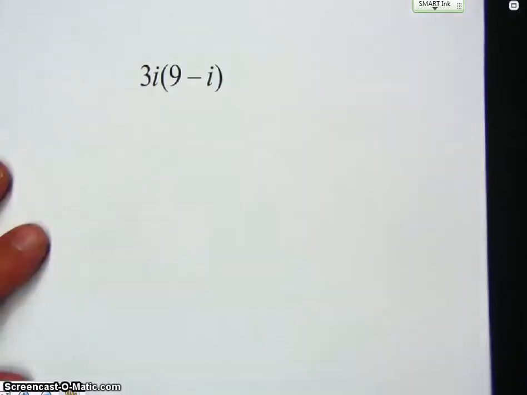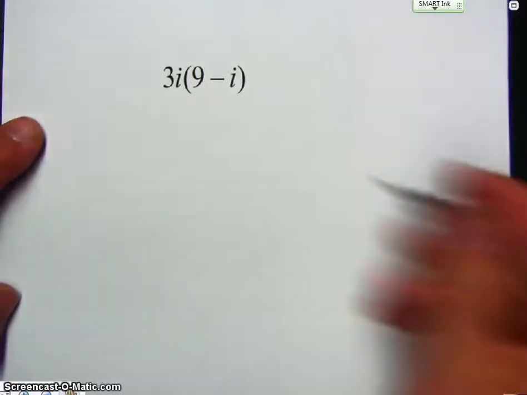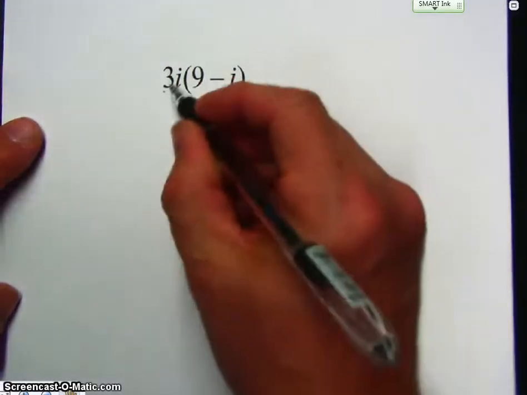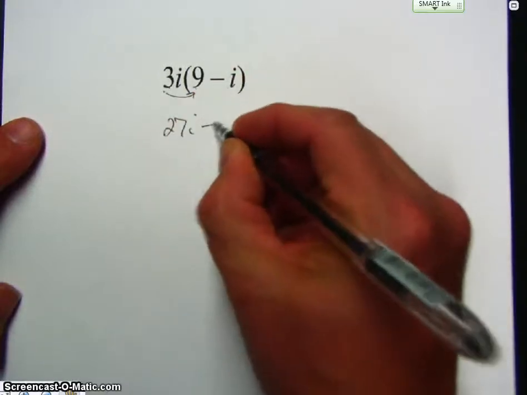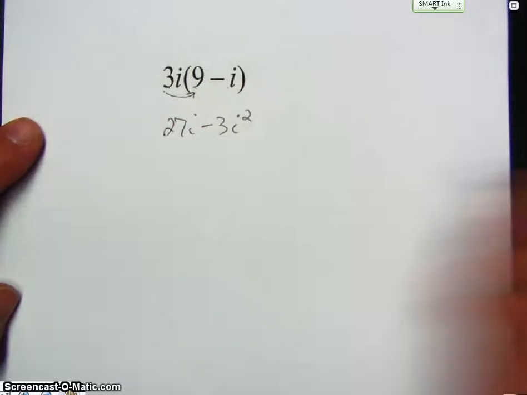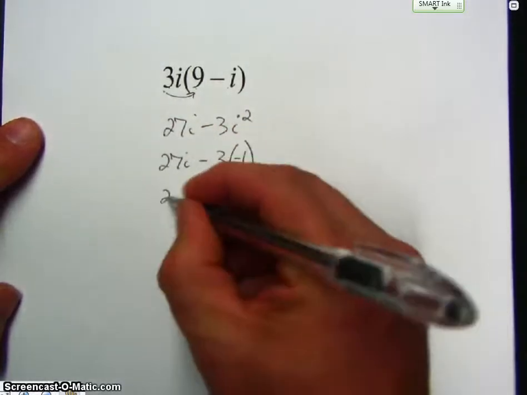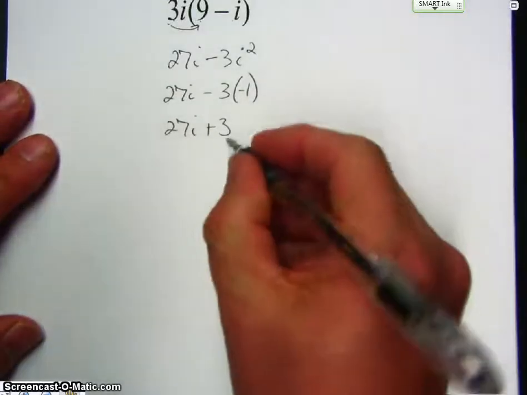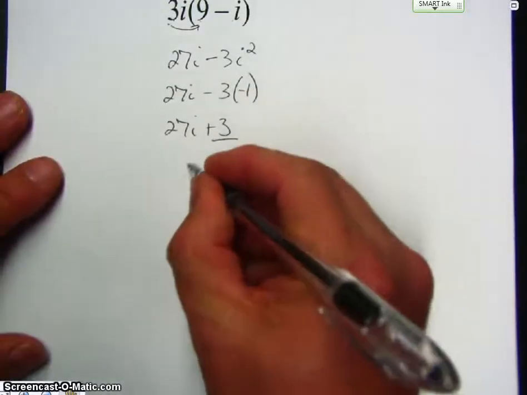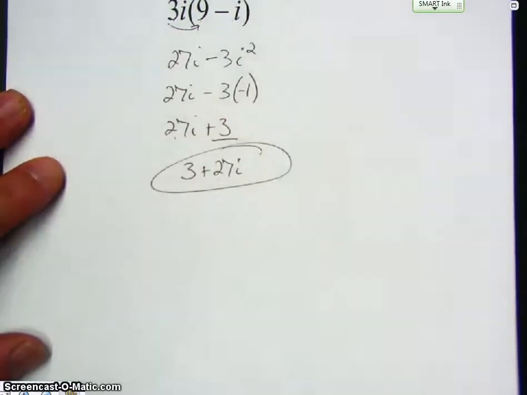All right, hit the pause on this one, do it, and then hit play and see how you make out. All right, so we've got 3i times 9 is 27i. 3i times -i is -3i squared. And we know i squared is -1. So that's 27i plus 3. All right, make sure in standard form you put the one without the i first, and the term with the i goes last. And there you go.